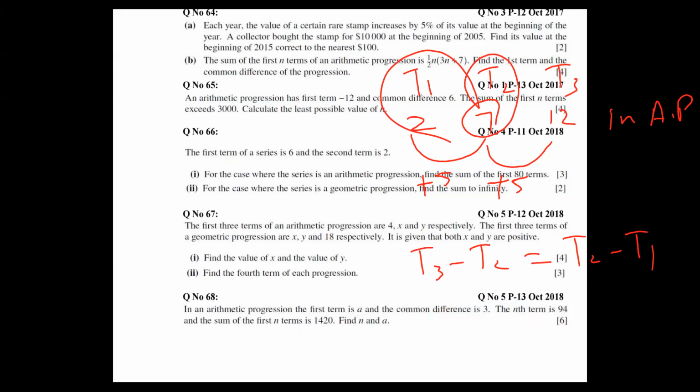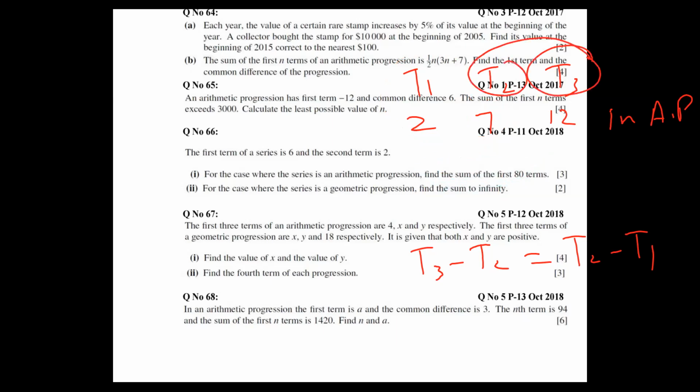Whenever we have an arithmetic progression, we have a fixed criterion. What is the fixed criterion? The third term minus the second term gives the same answer as the second term minus the first term. So the idea is very, very clear. For AP, we have this criterion.